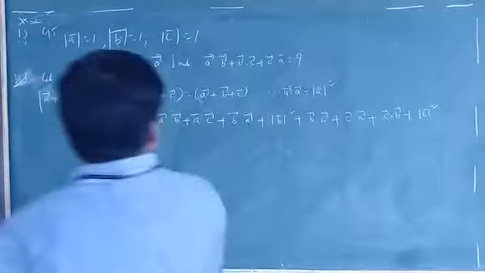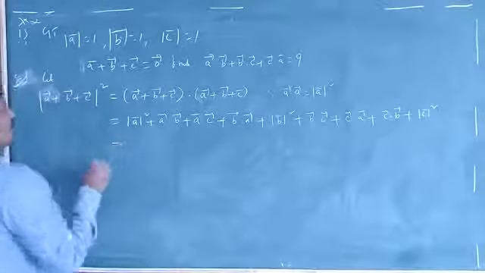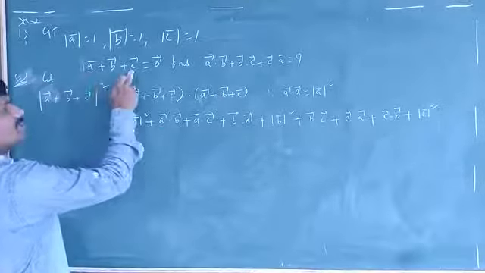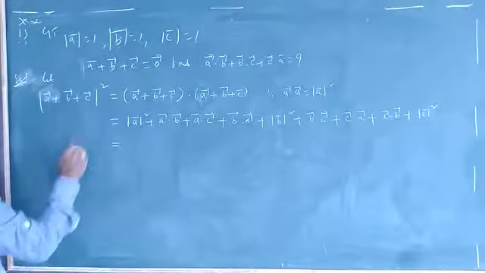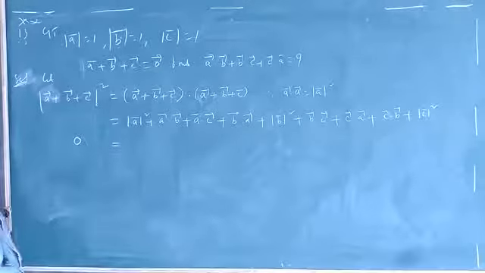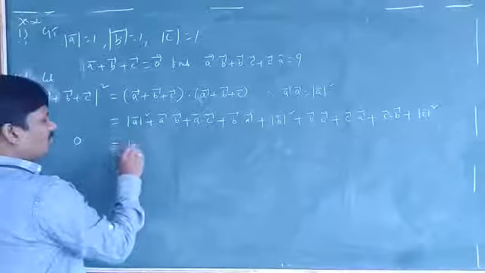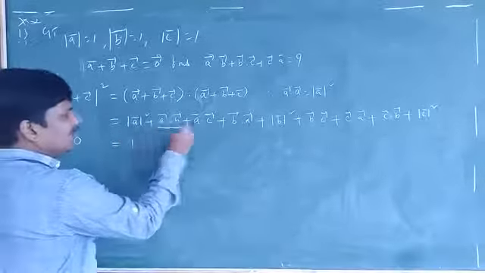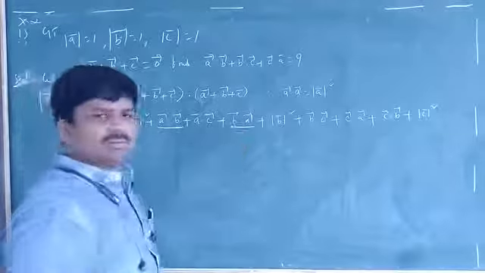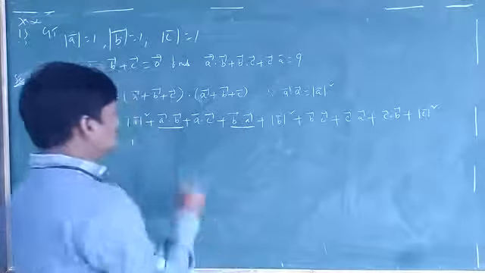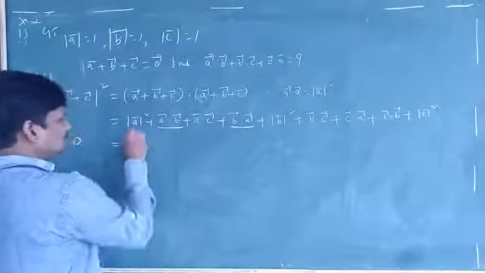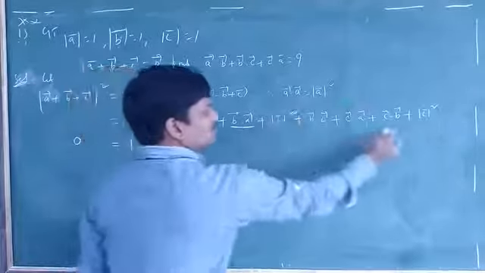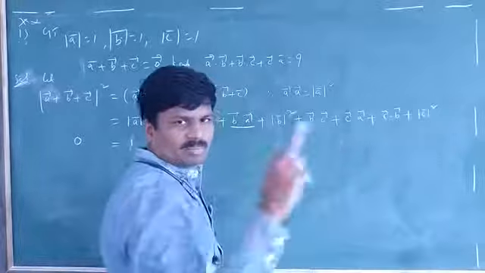Just now see here, a bar plus b bar plus c bar value 0 is given, na? 0 square, so this value is 0. Yes, here mod a bar square is 1. Here the cross terms are the same, two times. And here b bar square value 1, c bar square value 1. 1 plus 1 plus 1 is 3.